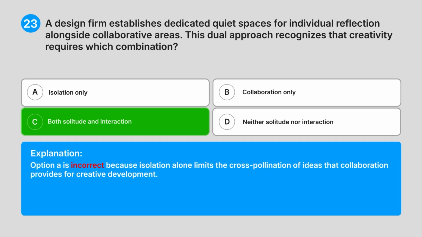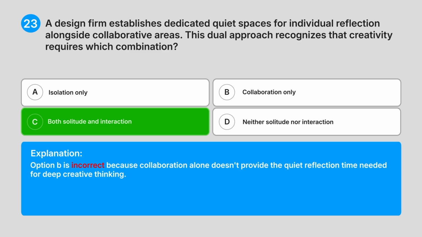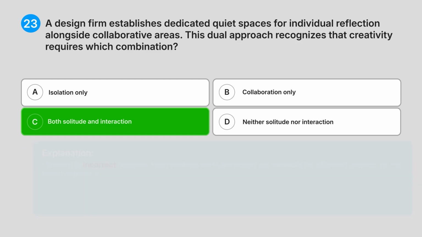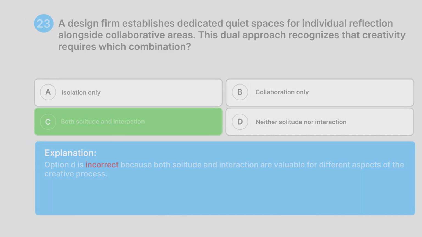Option A is incorrect because isolation alone limits the cross-pollination of ideas that collaboration provides for creative development. Option B is incorrect because collaboration alone doesn't provide the quiet reflection time needed for deep creative thinking. Option D is incorrect because both solitude and interaction are valuable for different aspects of the creative process.